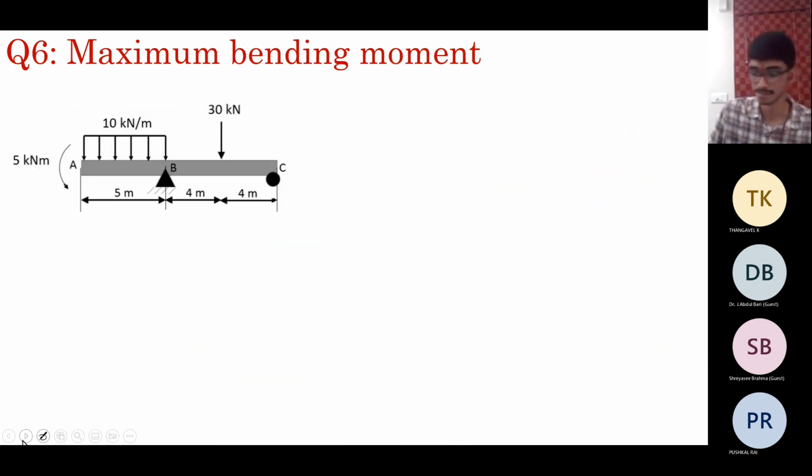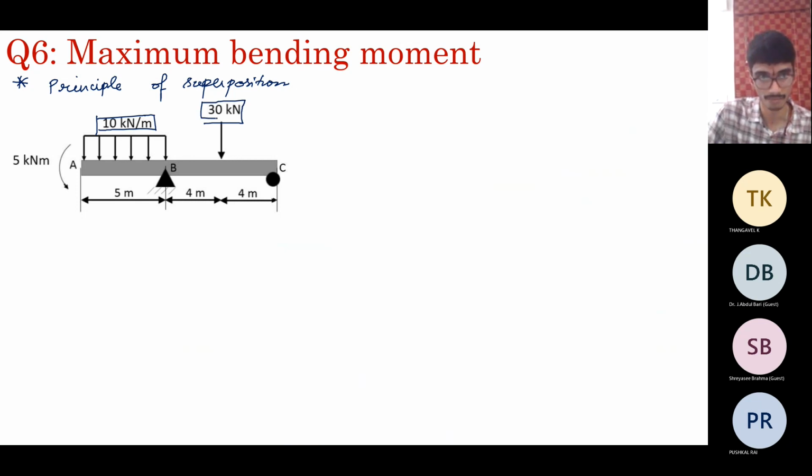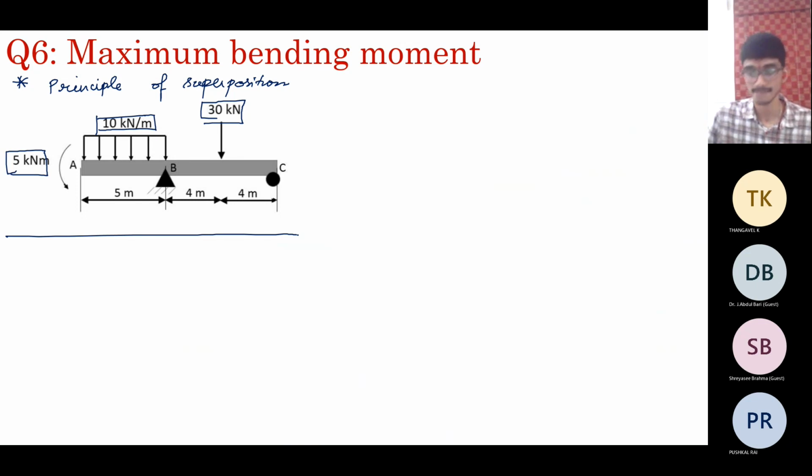So going to the next question. Now here we need to find the maximum bending moment. So here is the trick. As I said, we adopt the principle of superposition. You have two types of load. One is this one, which is a distributed load, and the other is 30 kilonewtons, which is a concentrated force. And the other one is this concentrated moment.